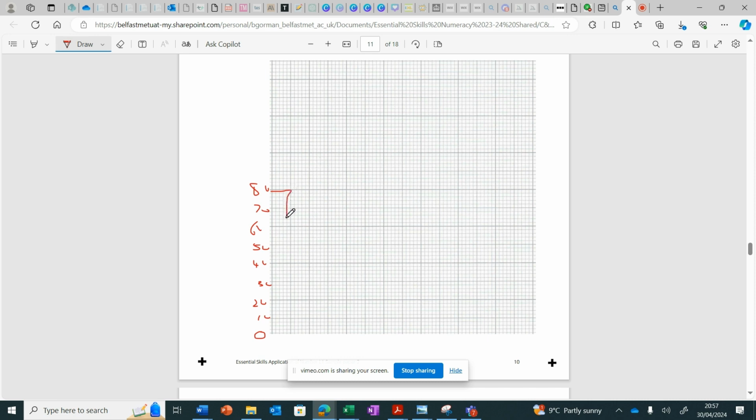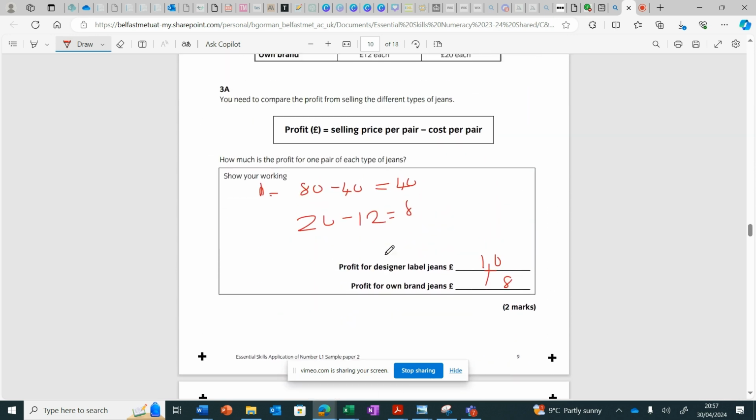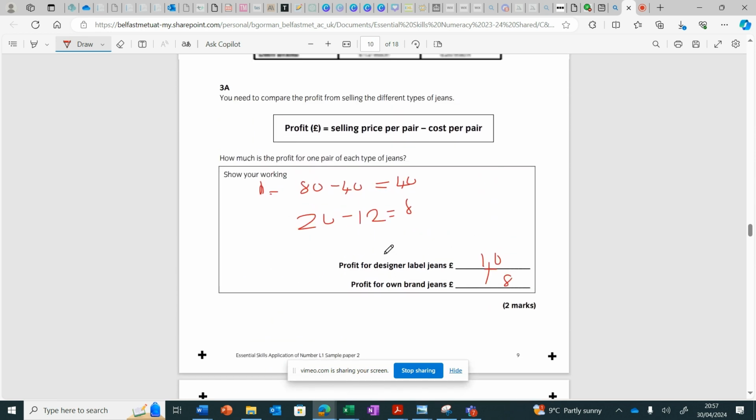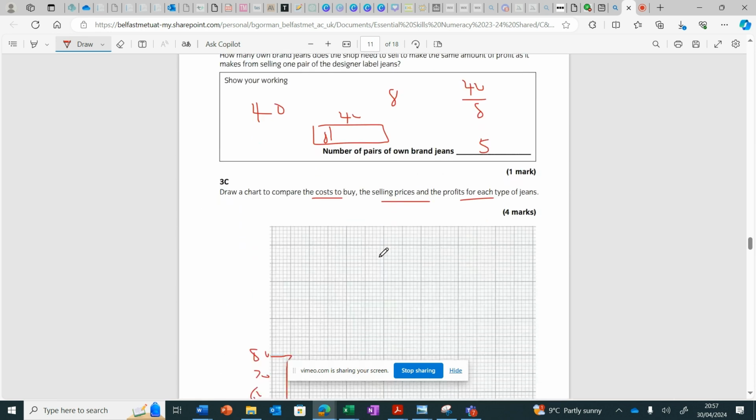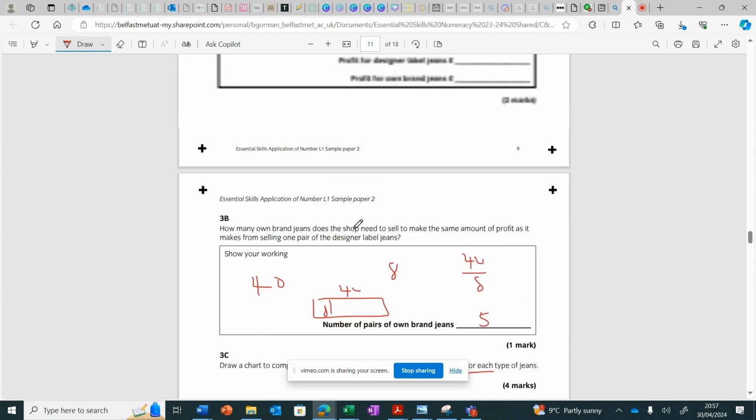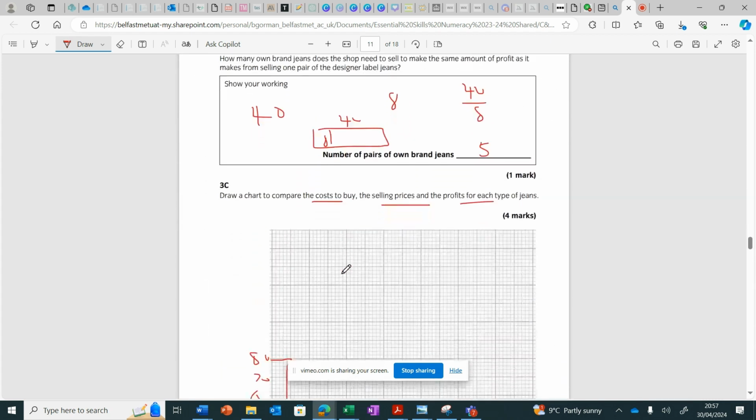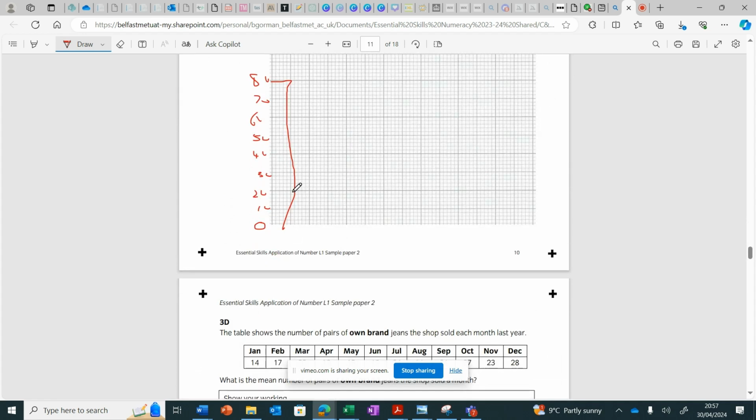The selling price was 80. Now you'd use a ruler in the exam, obviously. And that was for designer. And for own brand, the selling price, sorry, it's 20 for own brand. I'm going to do 20 here. Now I've got two different columns. I've got designer, I'm going to do them as a wee bar like that. And I've got own brand. A little key. So designer. There we go. And own brand.